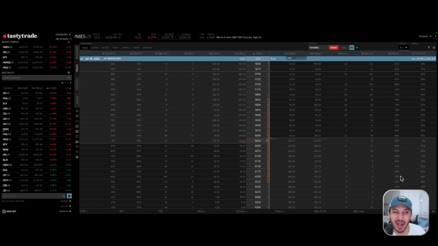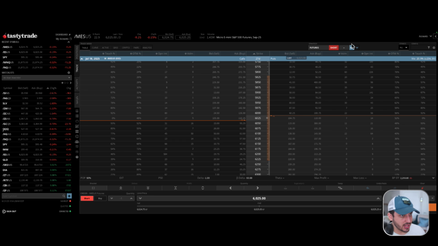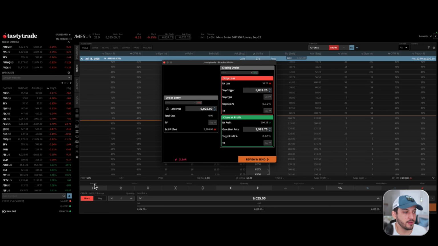Usually it's fairly low. I don't have a very high risk appetite. So if I'm going to my futures positions, I'm going to go /MES, I'm going to short it. If I'm going to put on a bracket order, or some of you might know this just as an OCO order, this is literally it. This is my risk appetite and my profile here.